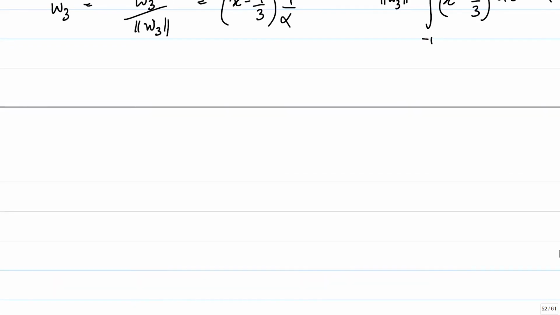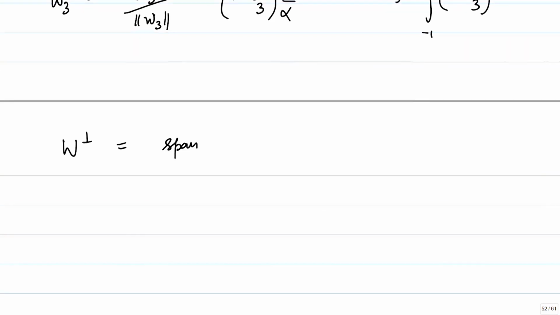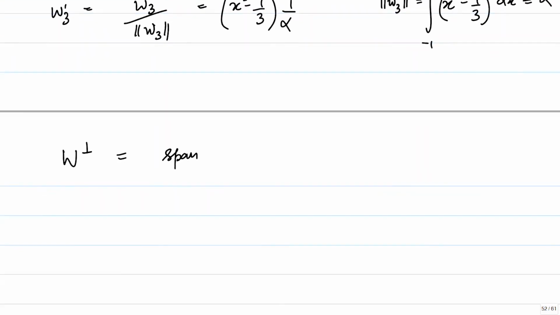So what is our W3? W3 will be a basis for the orthogonal complement of W. So the orthogonal complement is the span of W3 or W3 prime, whichever you want. They are after all going to generate the same subspace. This is just going to be the span of W3, easier. So this is going to be the span of x square minus 1 by 3.